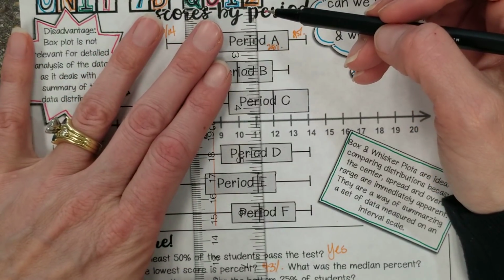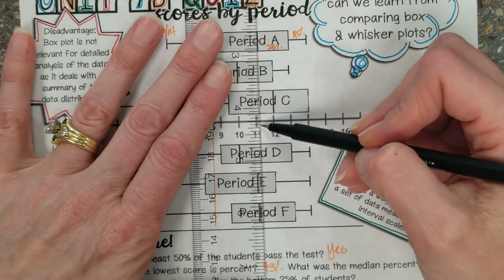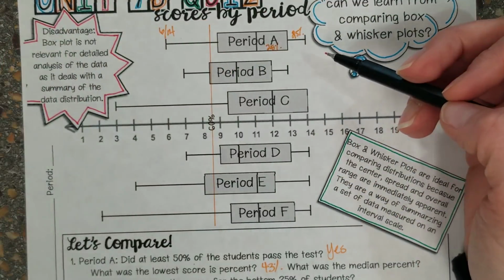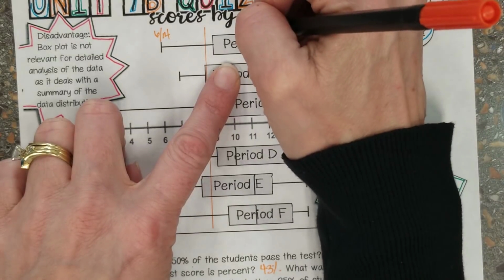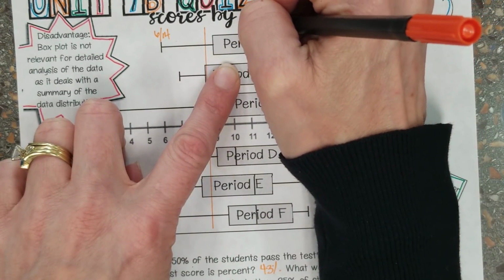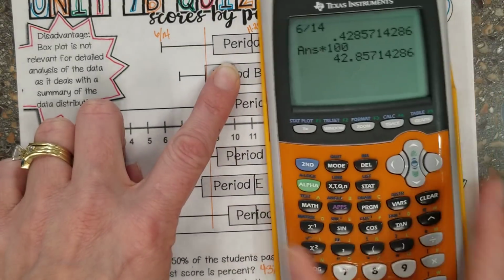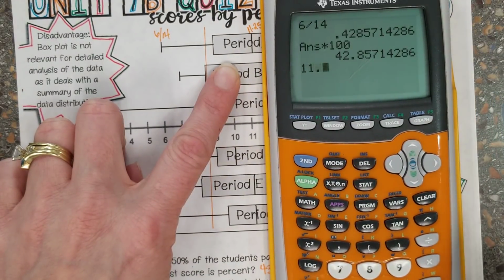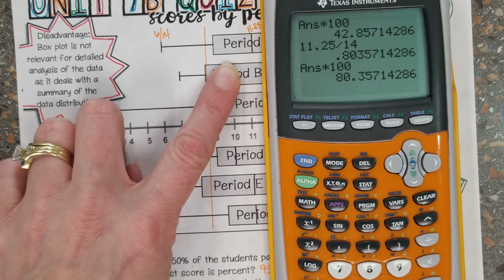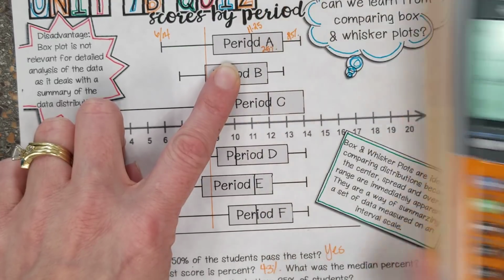So if I use my ruler, I can see it's just slightly past 11. So my guess would be that the median is 11.25, because it wasn't half. And then I do the same thing. I take my calculator, I do 11.25, divide it by the total number, which was 14. Okay, then multiply that by 100, and I see that the median score was an 80%.